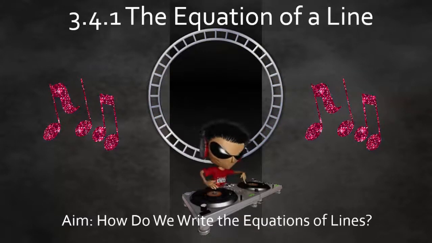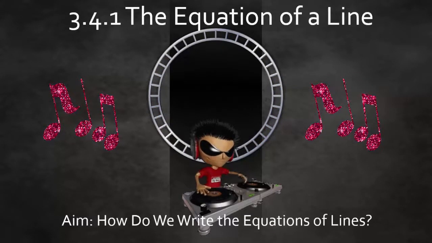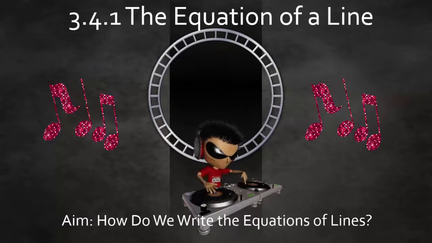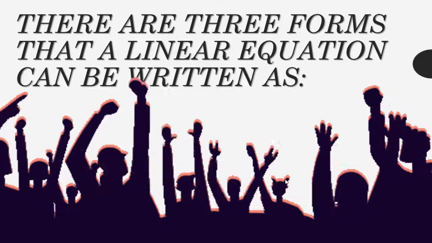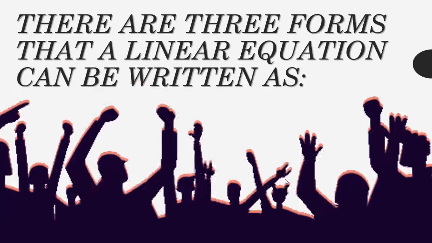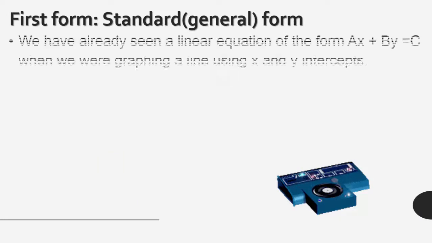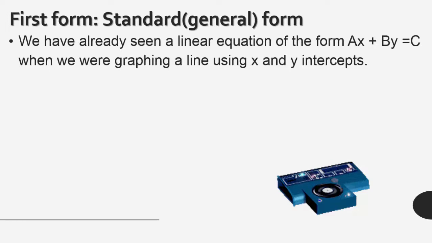In this chapter we're going to learn how to write the equation of a line. There are three forms that a linear equation can be written as. The first form is the standard general form. We have already seen a linear equation of the form ax plus by is equal to c when we were graphing a line using the xy intercepts.